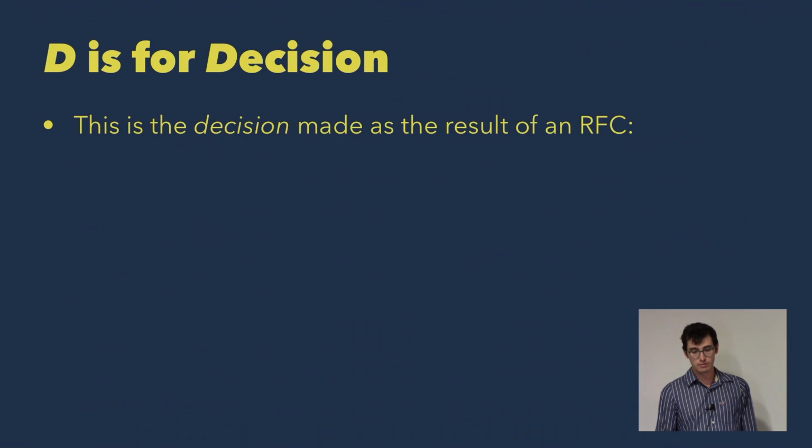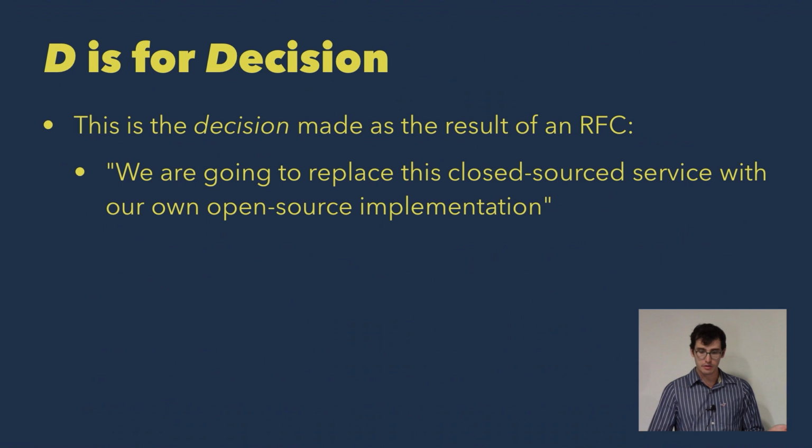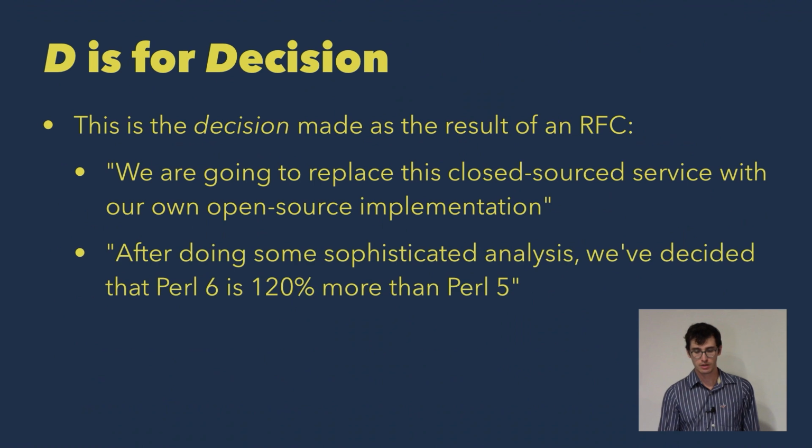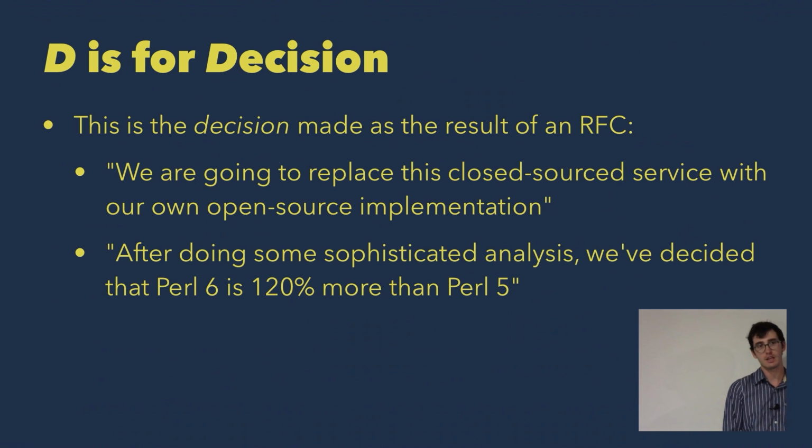D is for decision. An ADR describes the decision that was made as a result of an RFC or some other means of collecting input on a change. So for example, this might be, we are going to replace the closed source service with our own open source implementation. This is what we're going to do. Or after doing some sophisticated analysis, we decided that Perl 6 is 120% more than Perl 5, which is more. Maybe that's a bad example actually, but we're documenting decisions and not the state of things. The quickest way for your documentation to get out of date is to just document state, because state is constantly going to be changing, right?